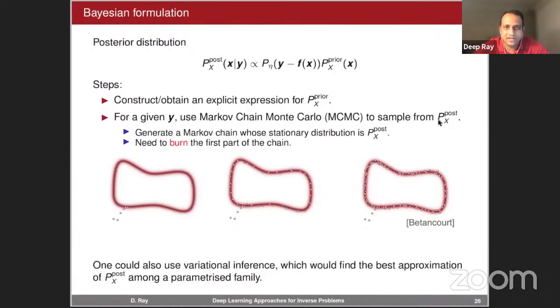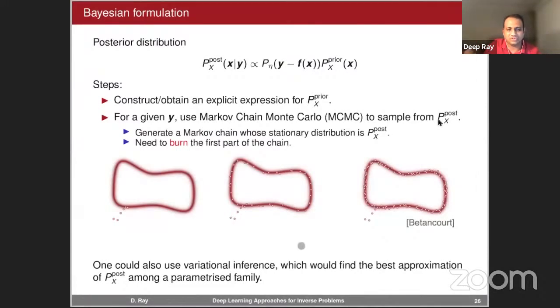Once you have this prior, and you know that you're working with additive noise, you know what the likelihood term is. Then for a given y, you could generate samples by using a Markov chain Monte Carlo to sample from a posterior, where you would engineer a suitable Markov chain whose stationary distribution is the posterior distribution that you're after. Of course, what's important typically is that you need to burn an initial part of this chain and ignore that, and then work with whatever is left to actually take empirical averages or statistics with respect to it to get the statistics of the posterior that you want.